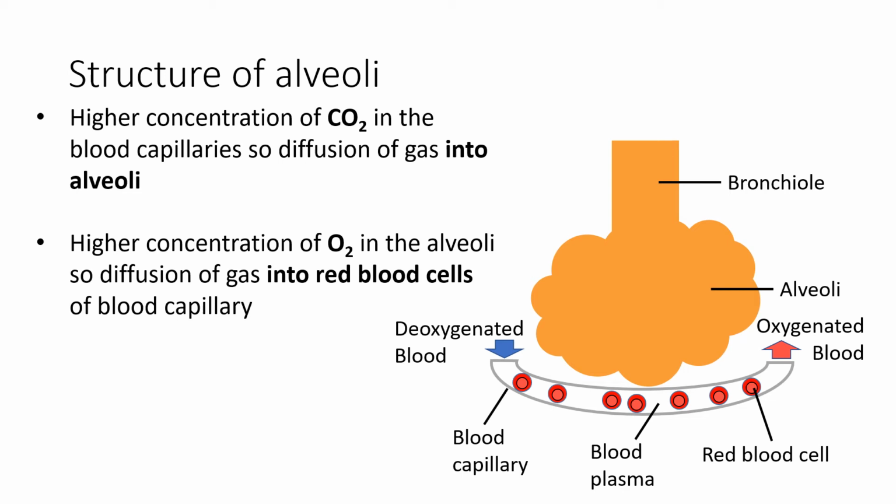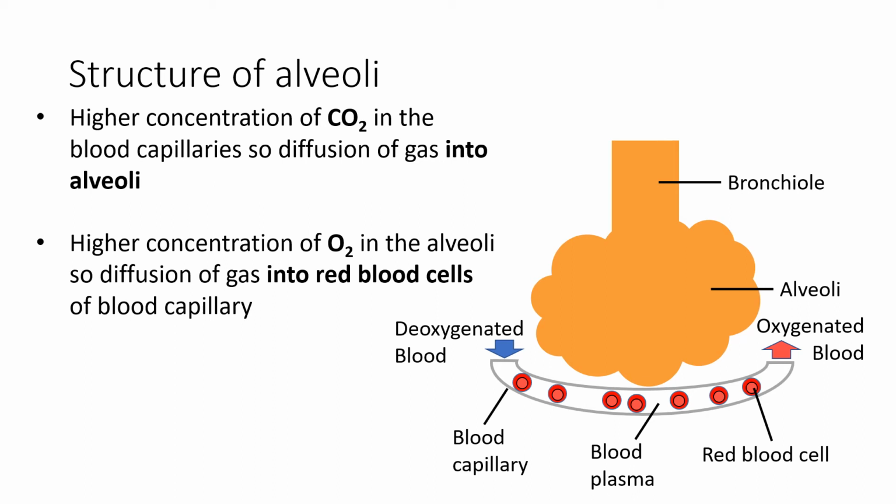When they do respiration, they release the CO2 into the blood, and the CO2 ends up at the blood capillary next to an alveoli. The blood capillaries contain blood plasma, which has a much higher CO2 concentration, and so it moves by diffusion from the blood capillaries into the alveoli.